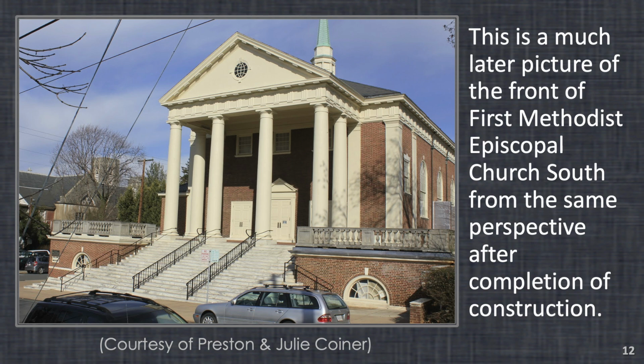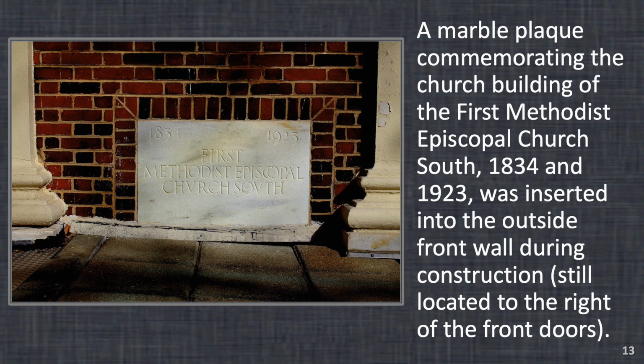This is a much later picture of the front of First Methodist Episcopal Church South from the same perspective after completion of construction. The church is now known as Charlottesville First United Methodist Church. A marble plaque commemorating the 2 church buildings of the First Methodist Episcopal Church South from 1834 to 1923 was inserted into the brick wall on the front of the current church during construction. It can still be seen to the right of the front doors of the church when standing on the portico.